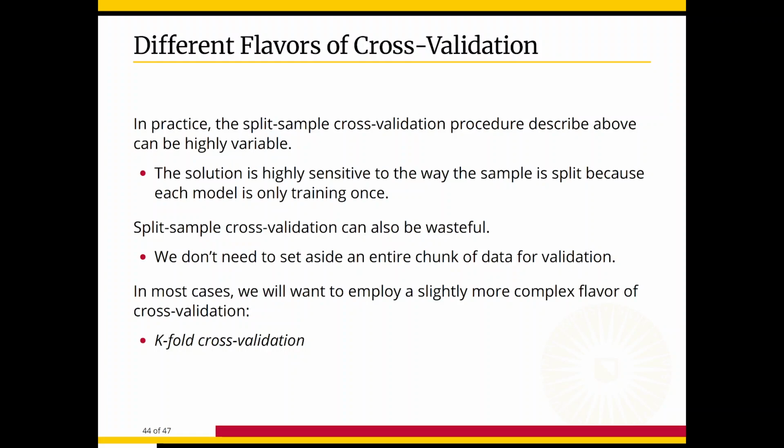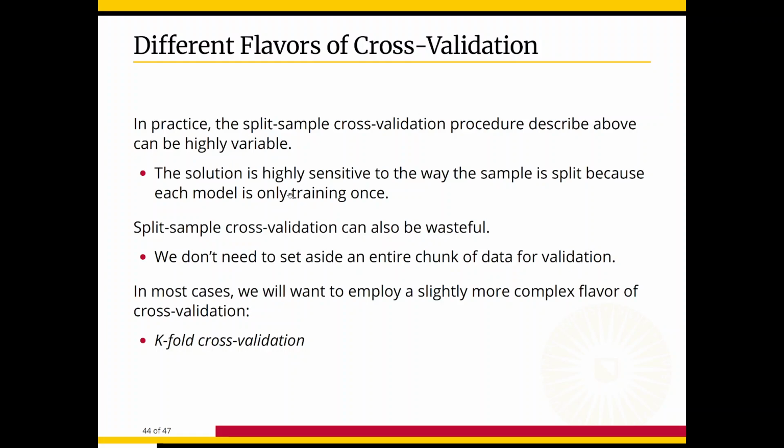But this split sample cross-validation is suboptimal in a couple ways. So for one, it can be quite variable, very highly variable. And what I mean by that is the solution that you get, either in terms of the estimated prediction error or even in terms of which model you select, can vary quite a lot based on how you split the sample. Because we're randomly splitting the sample, and then we're going to use part of the sample to train the model and part of the sample to evaluate the model. And there's random variation across rows.